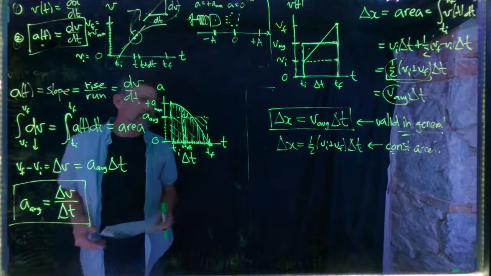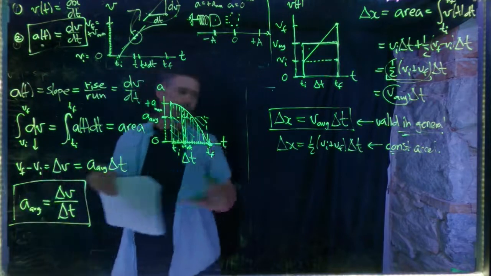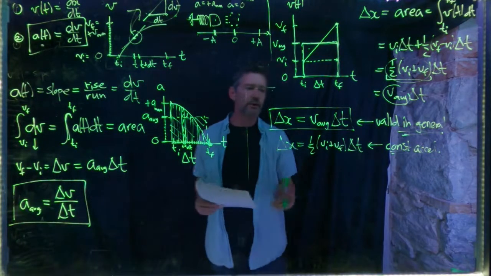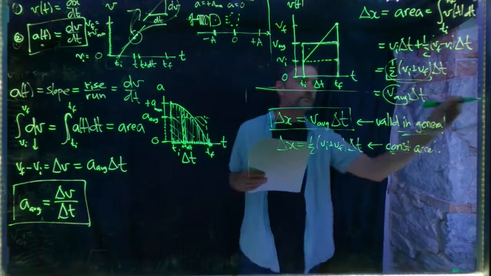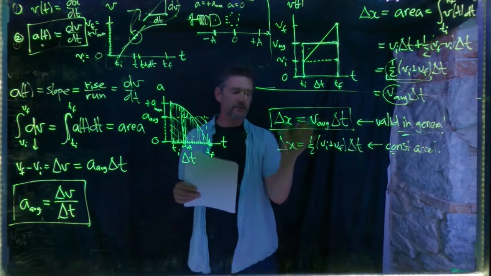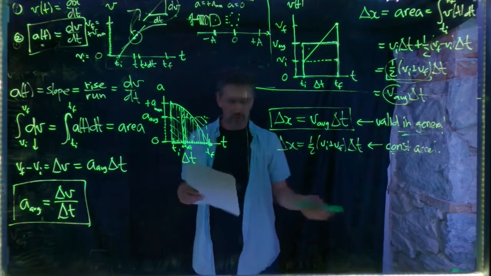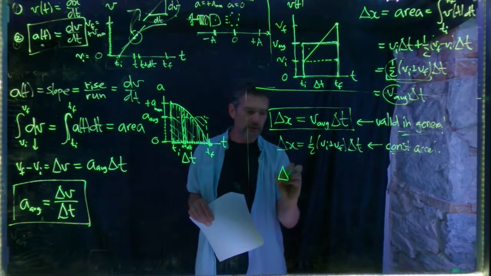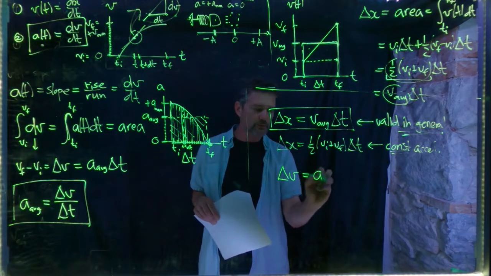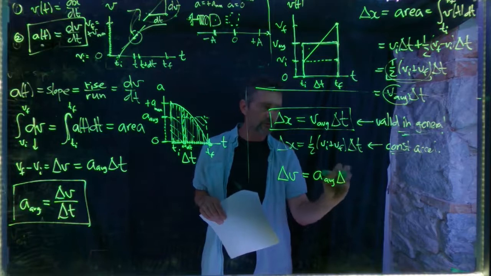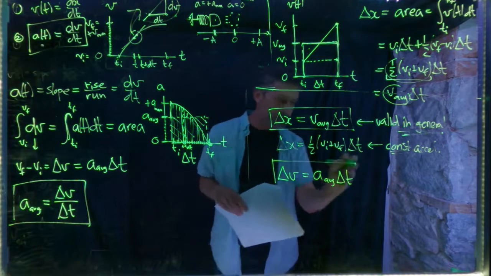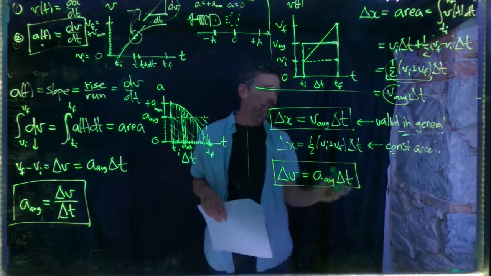This formula is valid in general. So now let me take this and move over to this part of the board here and write, ignore everything else. We had this result. Now we're going to write that delta V is equal to A average delta T. Okay? This is a fundamental kinematical formula.